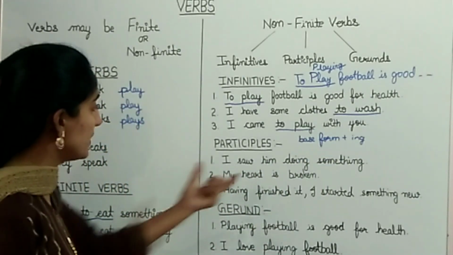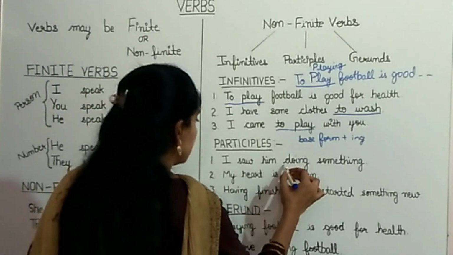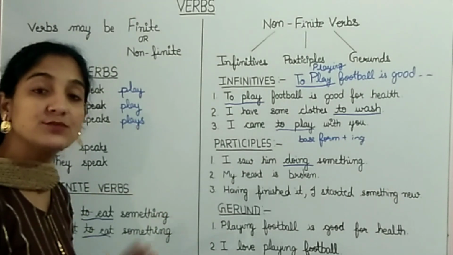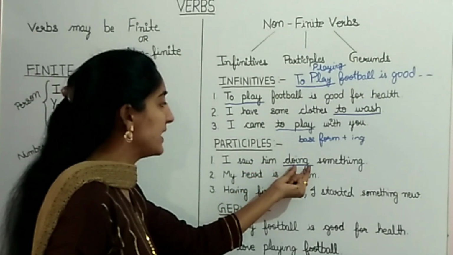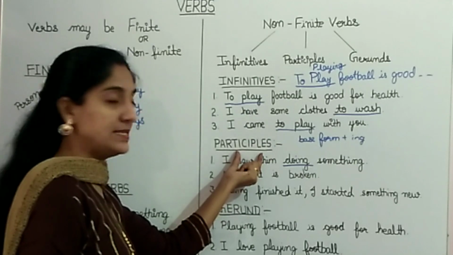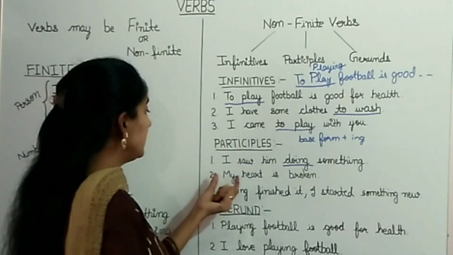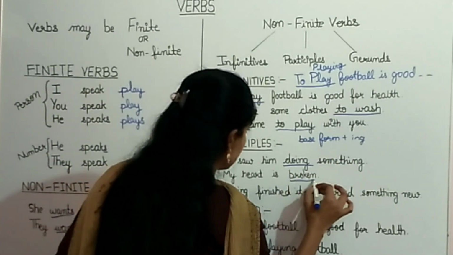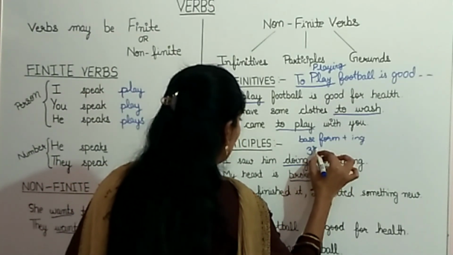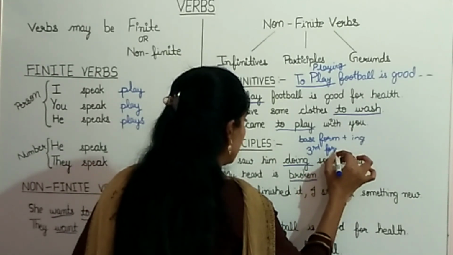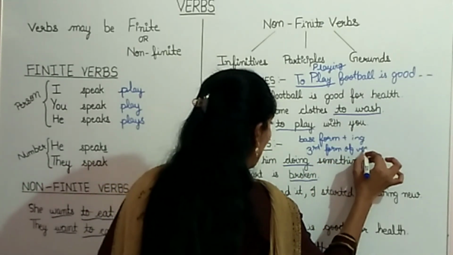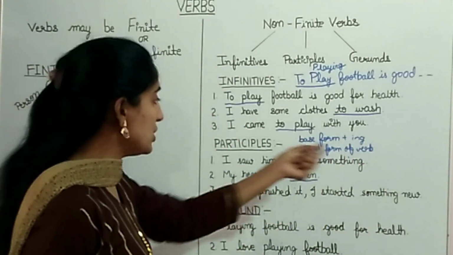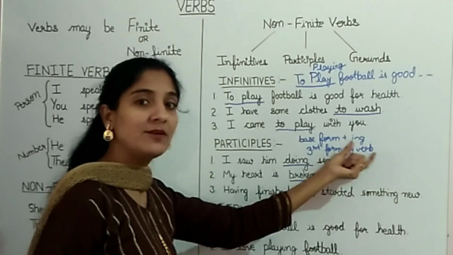I saw him doing something. So here, do is the base form of the verb. Base form means the first form of the verb. Plus ing is there, so doing here is a participle. Second one, my heart is broken. Broken means this is the third form of the verb. Participle is base form plus ing or the third form of the verb.